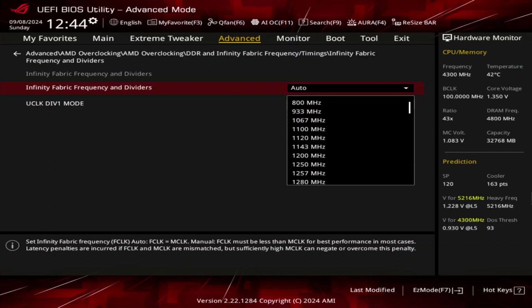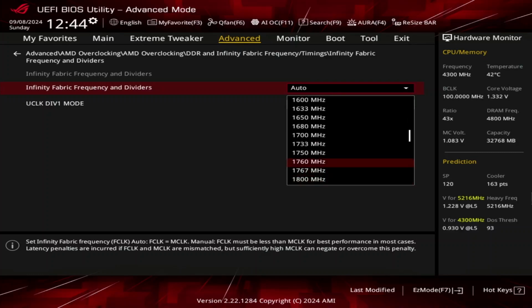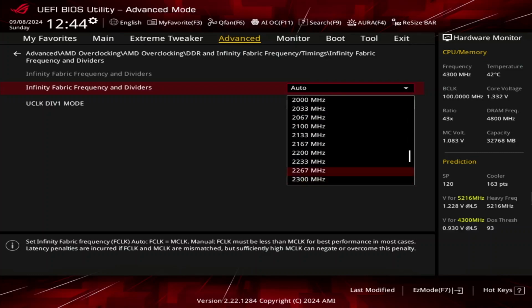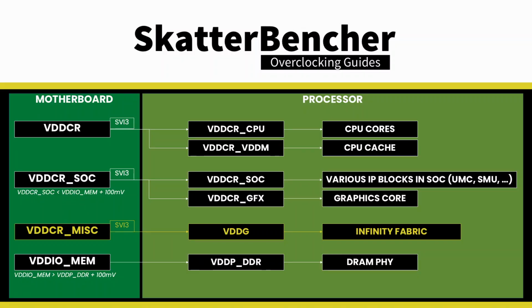I managed to set it to 2200 MHz and it booted up. However, it was not stable across the entire benchmark suite, not even with voltage adjustments. Speaking of voltage, the Infinity Fabric voltage is provided by the VDDG voltage supply, derived via an integrated voltage regulator from the VDDCR miscellaneous voltage rail.